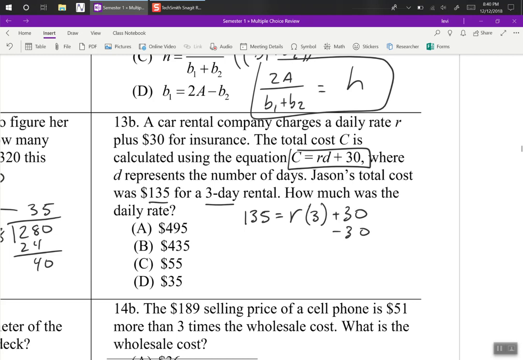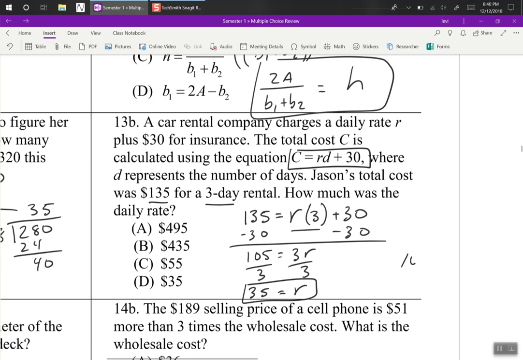We need to subtract 30, subtract 30. 105 equals, I'm going to change that to 3R instead of R3. And now divide by 3, divide by 3. And so R equals, what, 35? 105 divided by 3. 3 goes into 10 3 times, that's a 9. That leaves 1. 3 goes into 15 5 times. There's your 35.